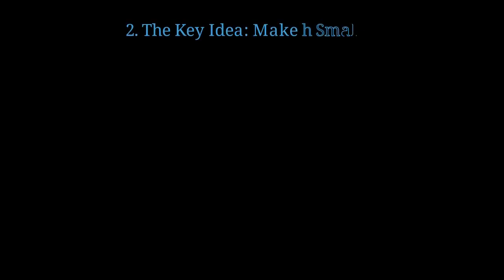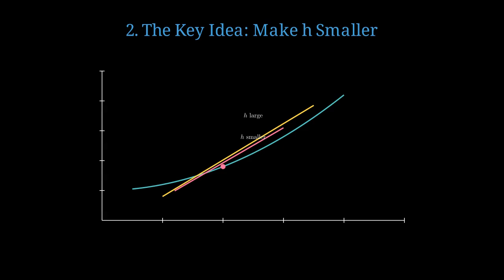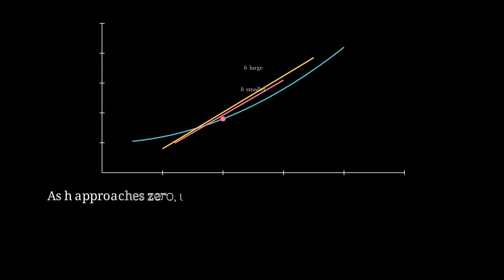Now comes the brilliant insight that leads to the derivative. As we make h smaller, bringing the second point closer to the first, something remarkable happens. As h approaches 0, the secant line approaches the tangent line at the point. We express this mathematically as h approaches 0.